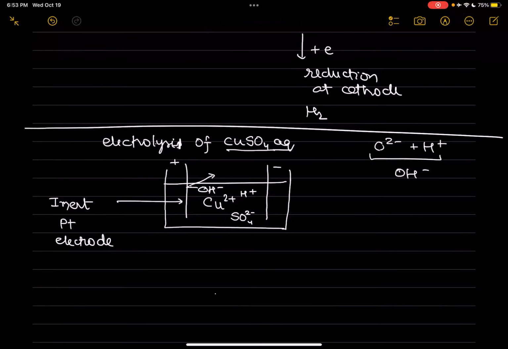O2 minus or OH minus gets attracted toward the anode, and being an ion, it loses its electrons. So you can write it as O, plus H plus, with a minus 2 because of the 2 extra electrons that are going to come out. But O is going to form the oxygen gas. So in copper sulfate aqueous electrolysis, oxygen gas is going to get liberated at the anode, right?